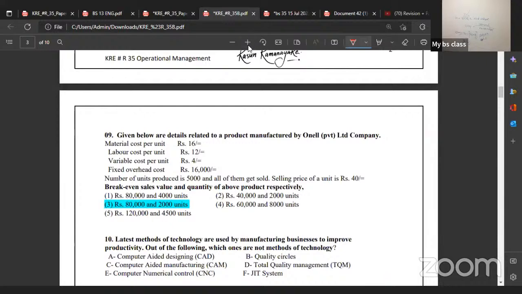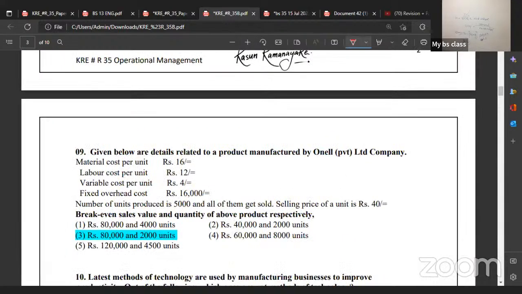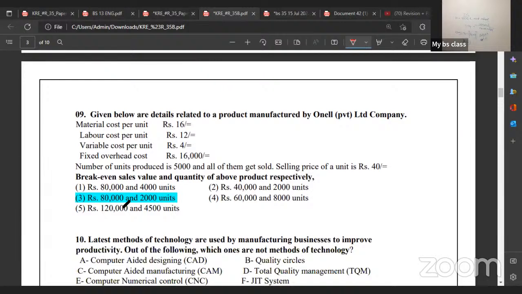Question number 9. Given below are the details related to a product manufactured by Onel Private Limited Company. Material cost එක දීලා තියෙනවා, labor cost තියෙනවා, variable cost එක. මොකද්ද අපි අහන්නේ? Break even ගැන අහනවා. Right? So calculating the BEP. දැන් අපි කියනවා break even point එක.